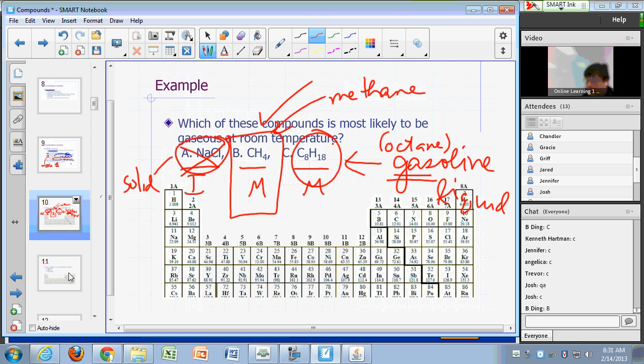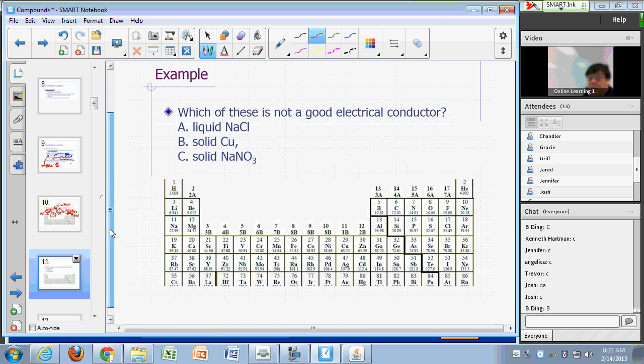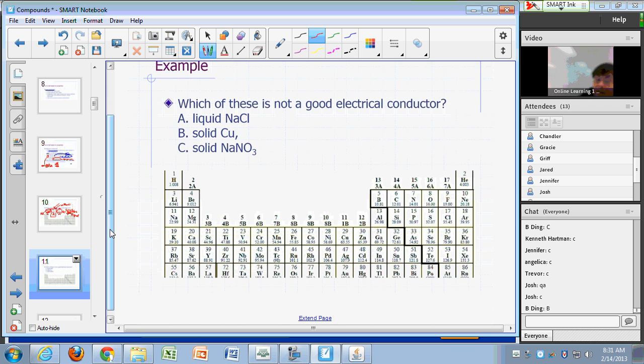The correct answer there is B. Okay, which of these is not a good electrical conductor? A, liquid sodium chloride. B, solid copper. So here's sodium, here's chlorine, solid copper. Copper is over here. Sodium nitrate, so nitrate, you have nitrogen and oxygen over here. Which one is not a good electrical conductor?